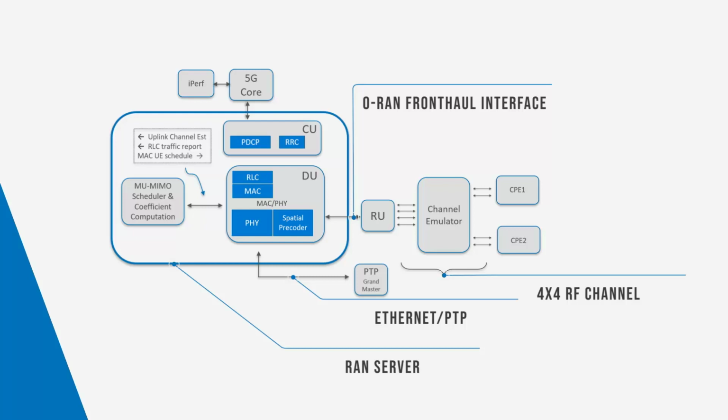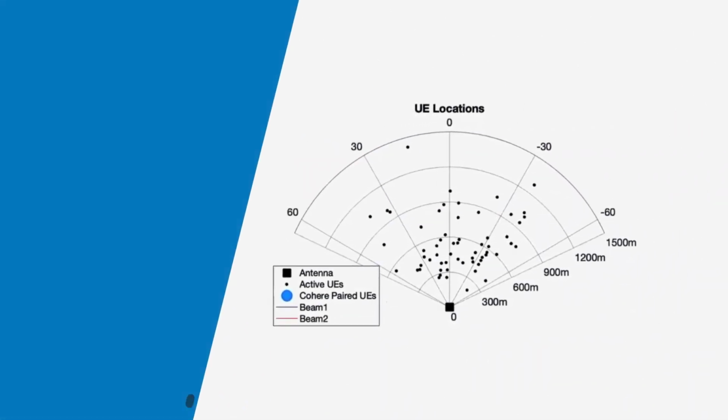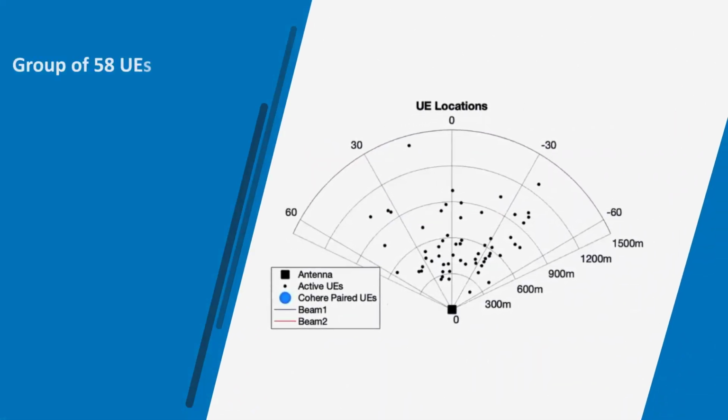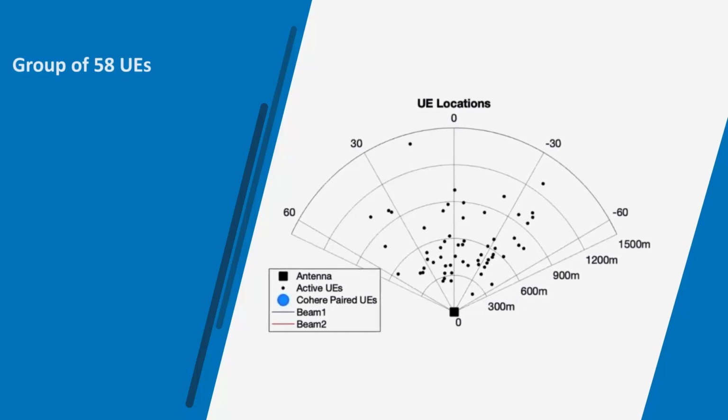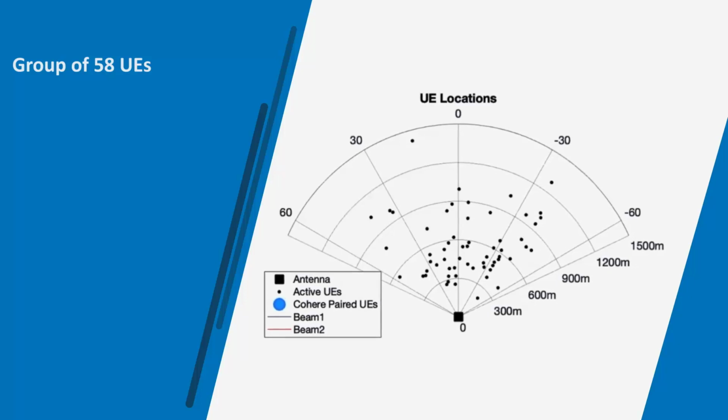The CPEs are used in this configuration so that their external antenna ports can be connected directly to the channel emulator through cables. The plot shows a set of black dots that represent the positions of a group of 58 UEs whose distributions are from field measurements taken over several seconds of an actual LTE deployment.